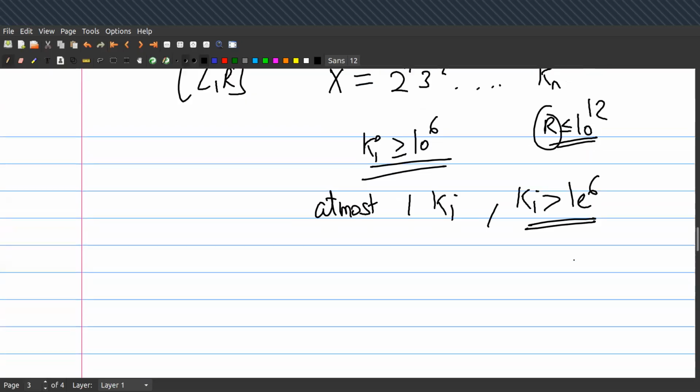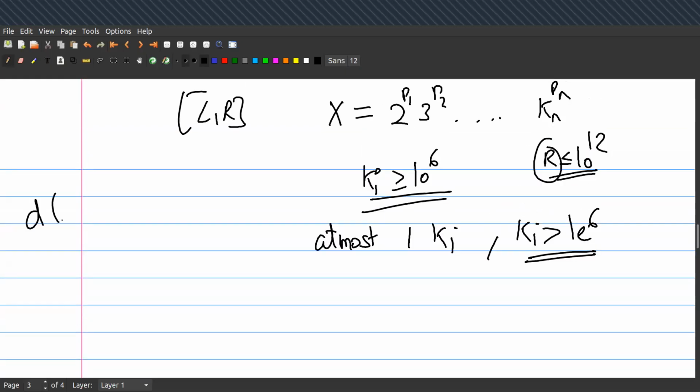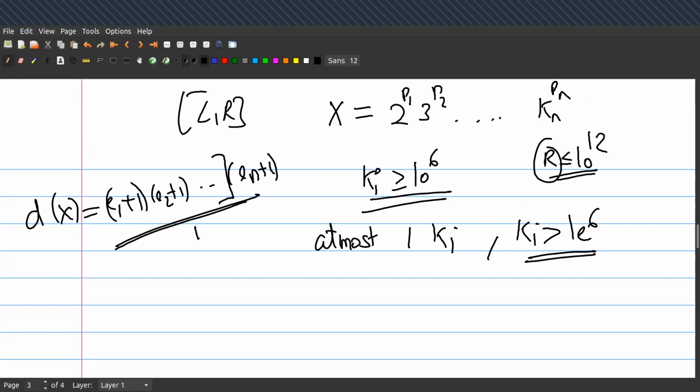So I know this formula for the divisor count of a number: D of x is equal to e1 plus 1 into e2 plus 1 up till en plus 1. I will compute this for every prime less than 10 to the power 6, because I can pre-compute all the primes till 10 to the power 6. So I know all the primes till 10 to the power 6, and I will compute this for all of them and leave the rest.